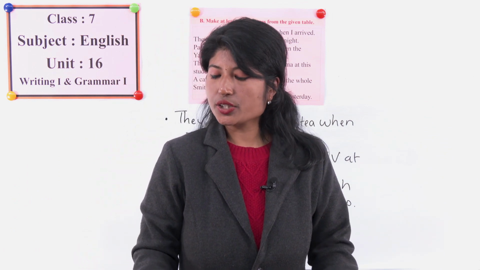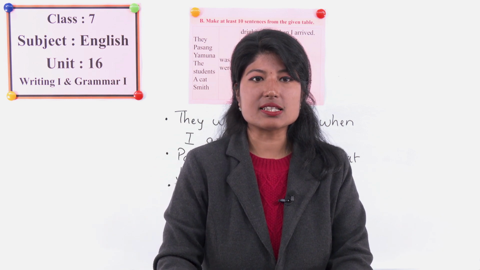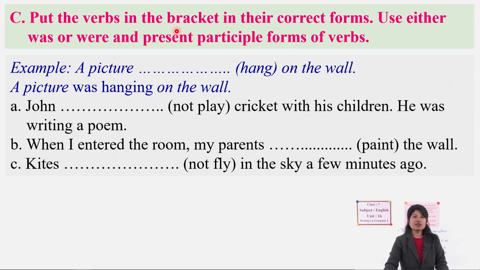Now let's continue our task. So what is there next? Let's see. Number C. Put the verbs in the brackets in their correct forms. Use either was or were and the present participle form of the verbs. The present participle over here is the ing form. Okay, example. A picture hang on the wall. A picture was hanging on the wall. Likewise, number A. John not play cricket with his children. He was writing a poem.